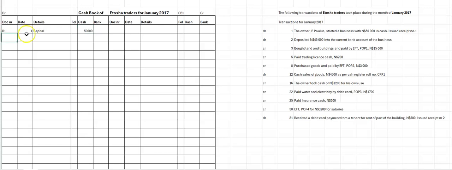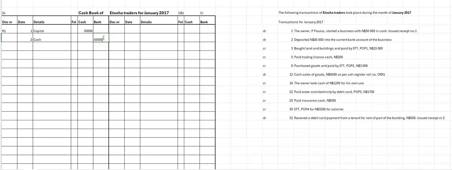Okay. Then we have number 2 on the 2nd. So it's also a debit transaction. So we say on the 2nd, deposited $45,000 into the current bank account of the business. So what are we doing? We are depositing from cash because we have the cash here. There's the cash, but we need to deposit it from cash into the bank. So our details would be cash. And the bank would increase with $45,000.